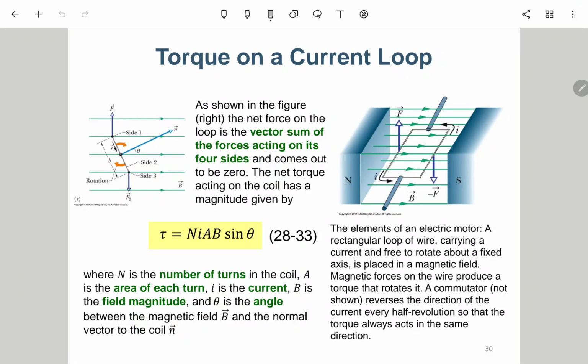Okay, so the last topic in chapter 28 is about the torque on a current loop. This is quite important. It is similar to putting an electric dipole in the E field. If we put a magnetic dipole in a B field, the motion will be similar.